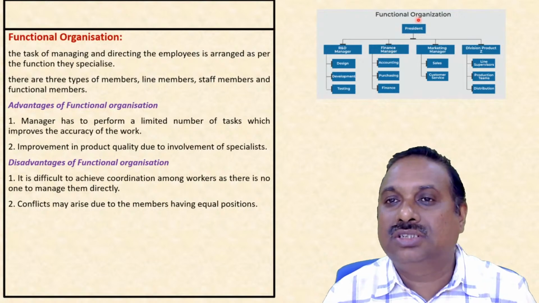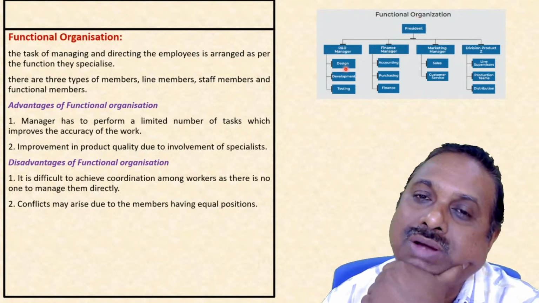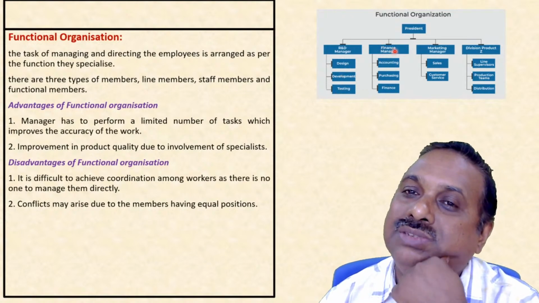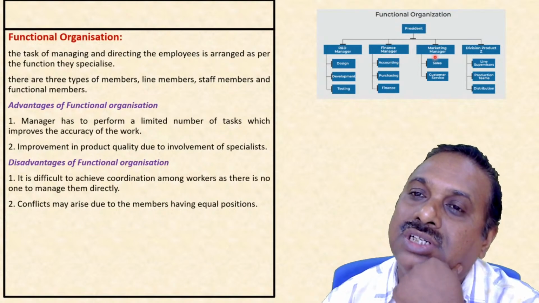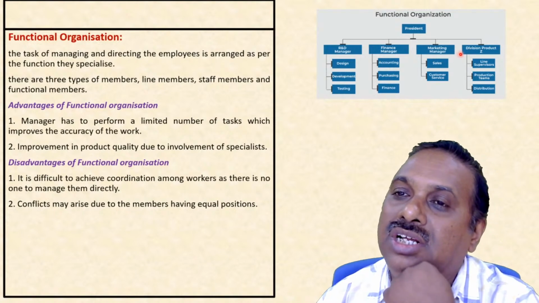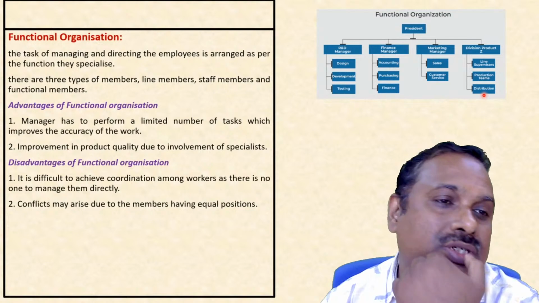So here you see this president, you have R&D manager, under him you have line, design, development, testing. You have finance manager, under him accounting, purchasing, finance. You have marketing manager, under him might be sales, customer service, marketing research, sales and distribution, etc. Under division product, you have line supervisors, production team, distributor.